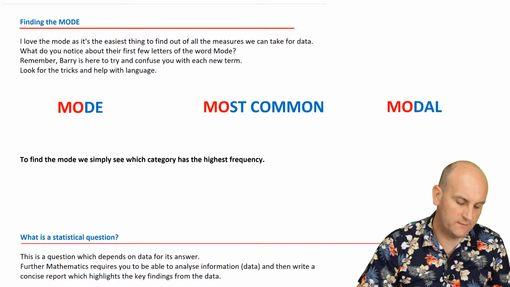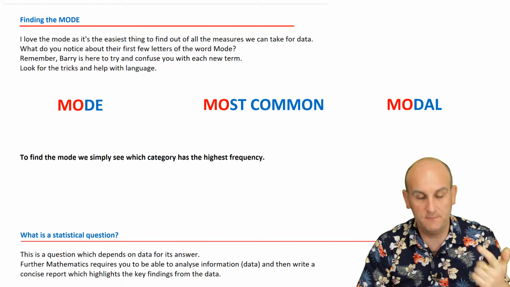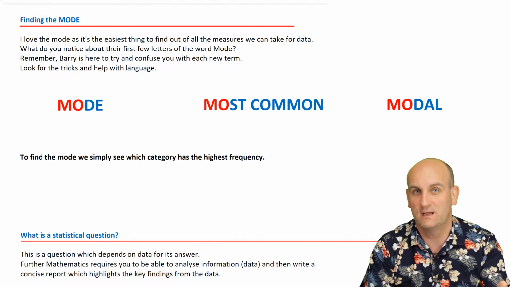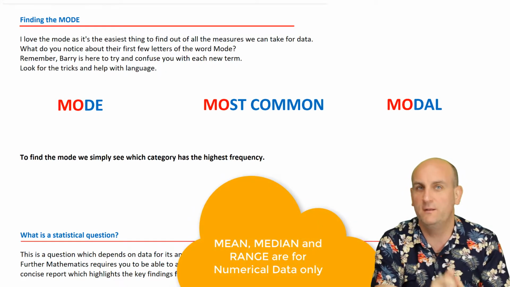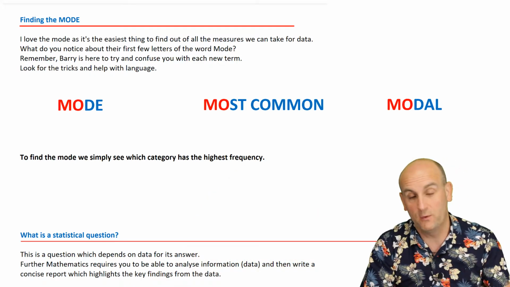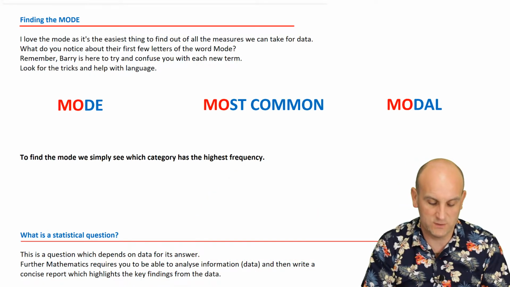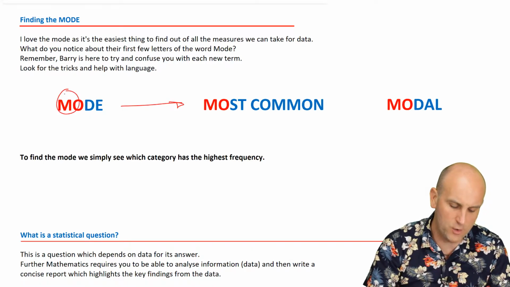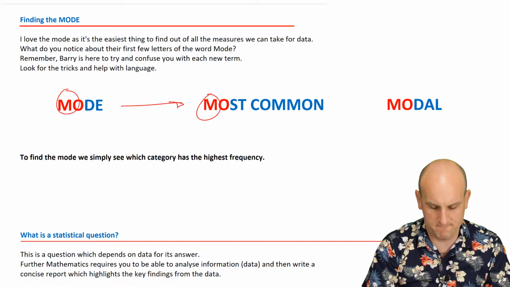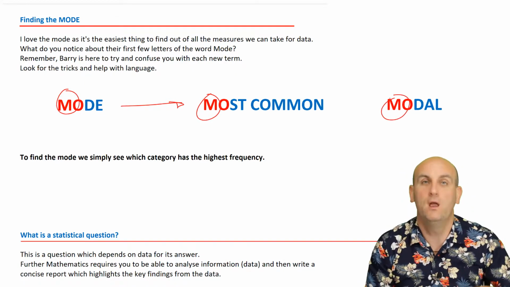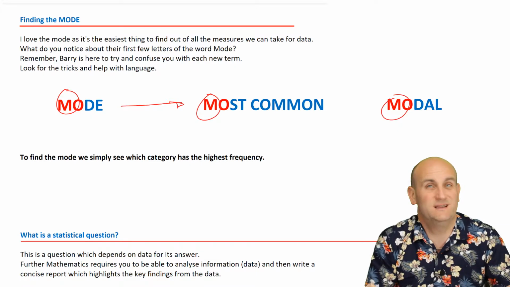Obviously, when we do these types of things, the important stuff is finding the mean, the median, the mode, or the range. For categorical data, we can't find the mean, because the mean is for numbers. We can't find the median, because it's for numbers. We can't find the range, because it's for numbers. But we can find the mode. We can find which one is the most common. The way I remember this is MO, mode, MO, most. And they can try and trick you sometimes with modal. Modal just means mode.